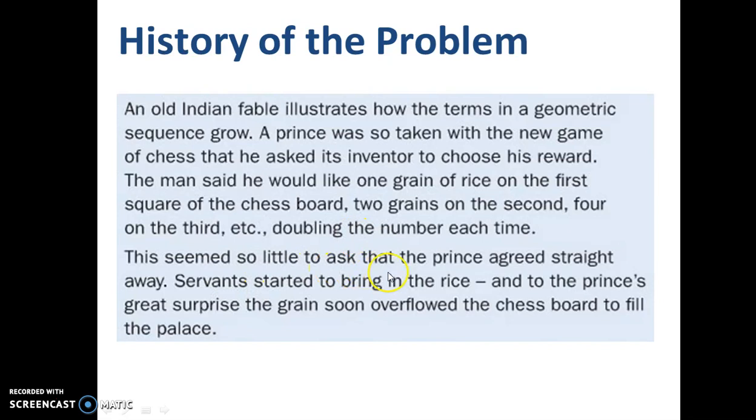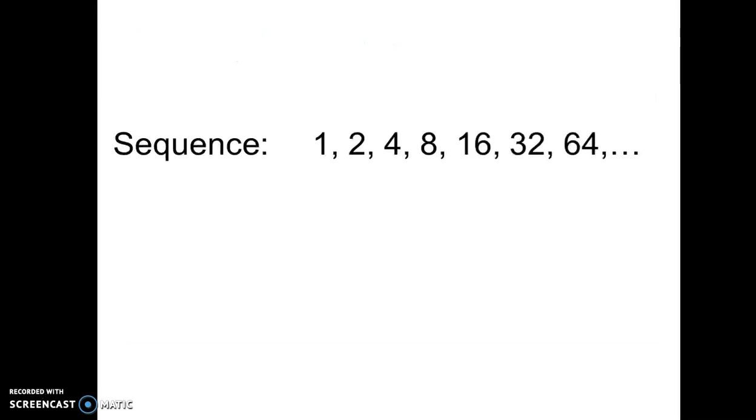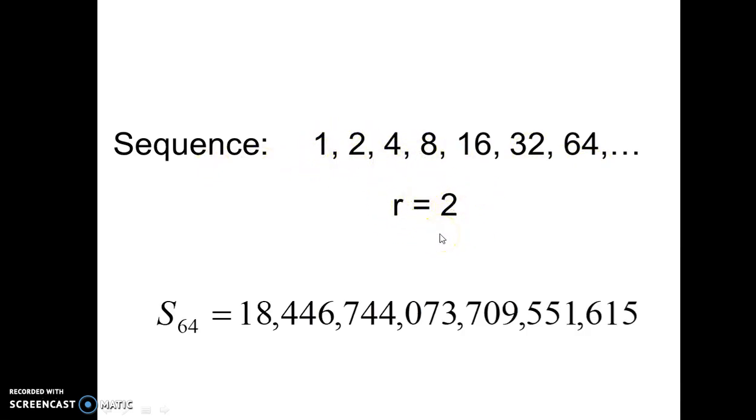This seemed so little to ask that the prince agreed straight away. Servants started to bring in the rice, and to the prince's great surprise, the grains soon overflowed the chessboard to fill the palace. I can't remember the exact number, but it's 100 something times what the whole Earth can produce in grain for the whole year. So our sequence was 1, 2, 4, 8, 16, 32, 64. I hope you recognize that as a geometric sequence. You're multiplying each term by 2, so the r value is 2. And again, the sum of the first 64 was this giant number, 18.4 quintillion.